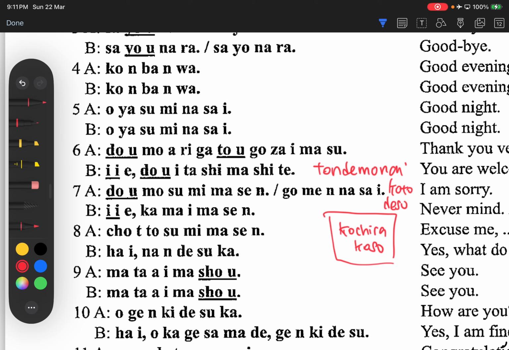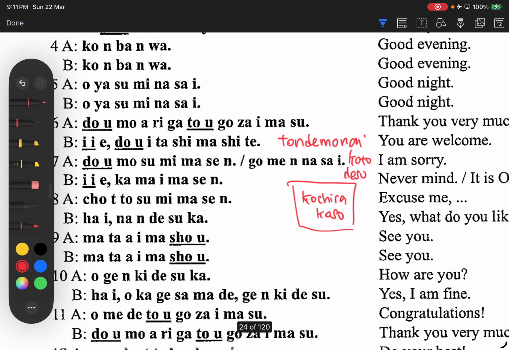So when someone says sorry, then you say no lah, don't take it too hard. Don't mind. So 構いません. Number 8A. ちょっとすみません. So ちょっと means a little bit, a little. すみません means excuse me. So the direct translation is excuse me a little.